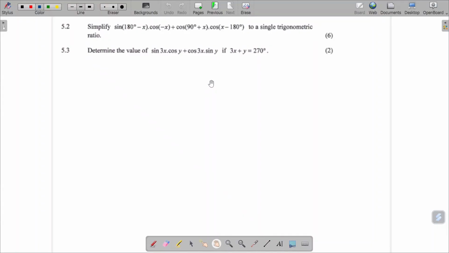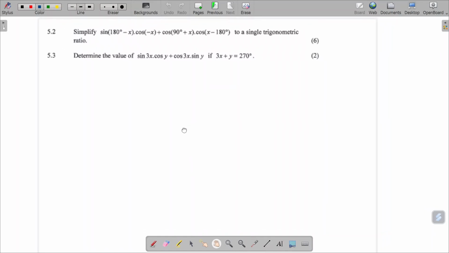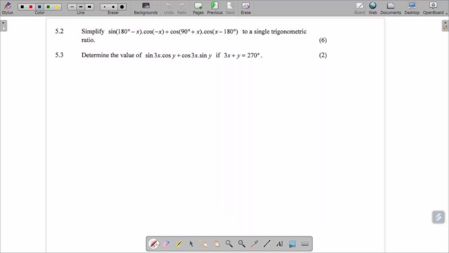And okay, so again, we've been asked to simplify something down to a single trigonometric ratio. It's very similar to one that we've just done. Okay, and so let's have a look. So 5.2. Okay, sine 180 minus x, we know simply becomes sine of x.